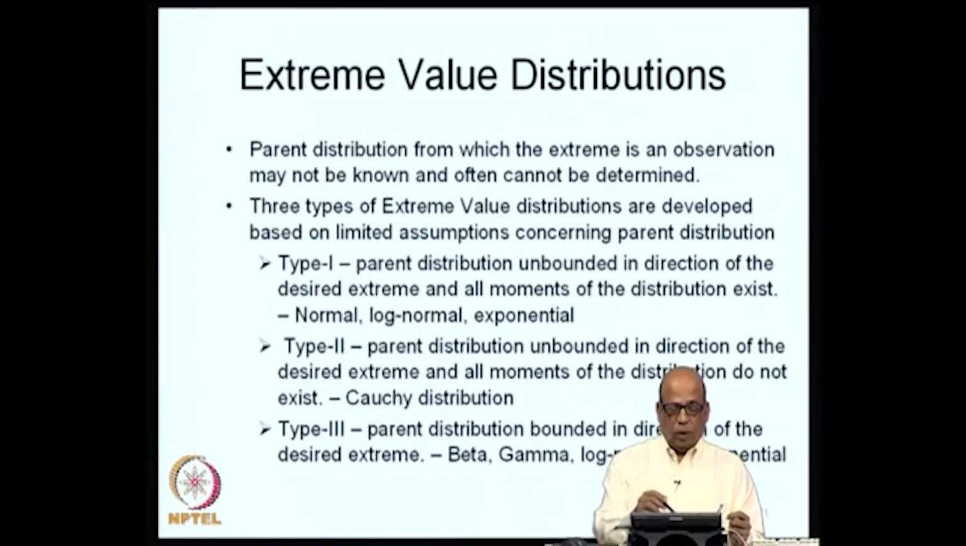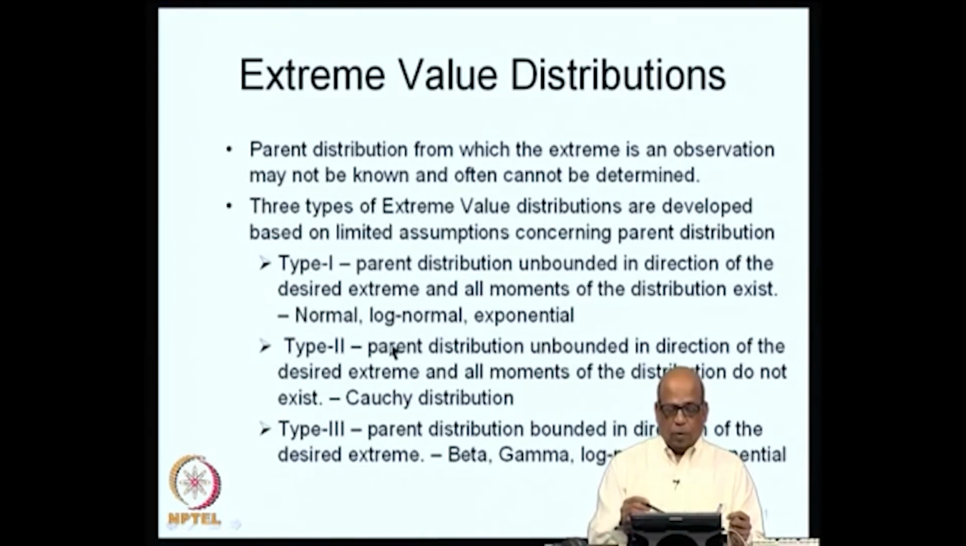So, these are some of the examples. Now, the normal distribution is also unbounded on the left side, whereas log normal as well as exponential are bounded on the left side. So, normal distribution can also be used for getting the minimum values using the type 1 distribution.